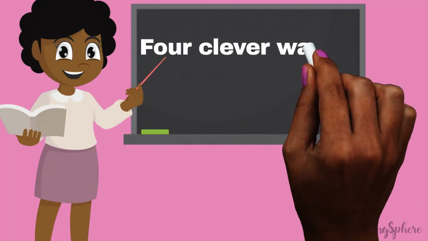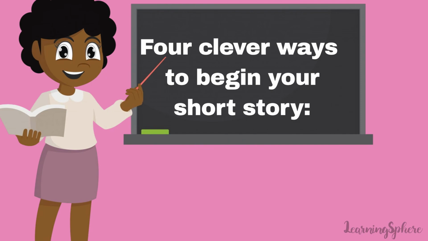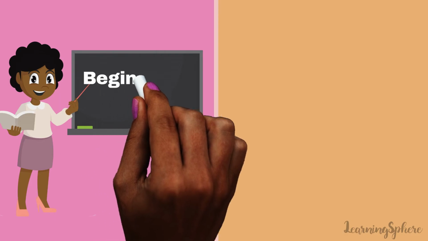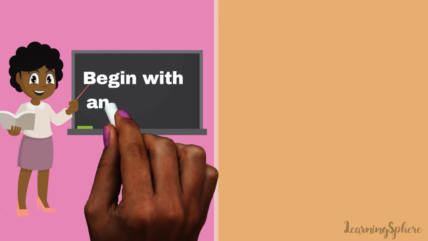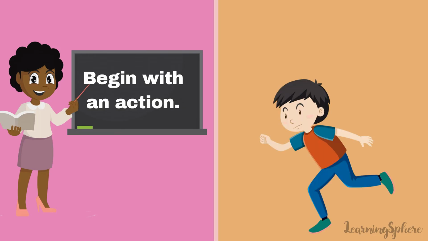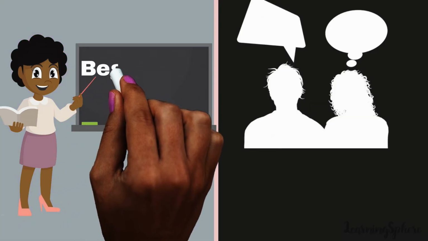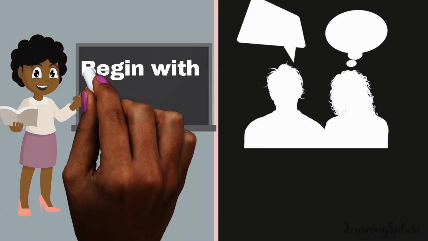Now let's look at four smart ways you could begin your short story. You may want to try one of these the next time you write. Firstly, you could start with an action. Jump right into the drama. Blood pounded in my ears as I sprinted through the narrow alley. The reader is instantly in the moment. What's happening? Why is this character running? That's the hook. Or you may want to start with some dialogue.